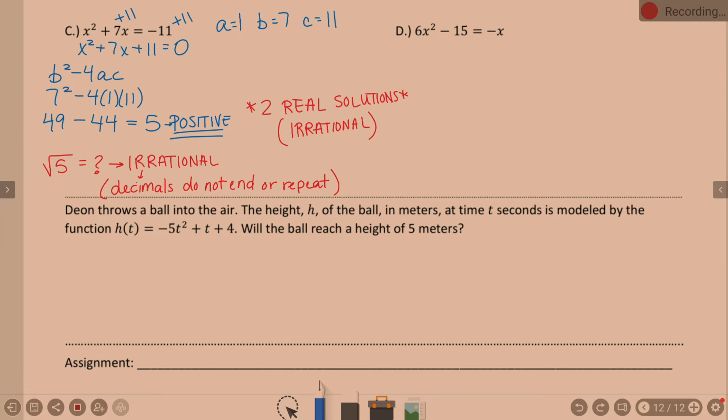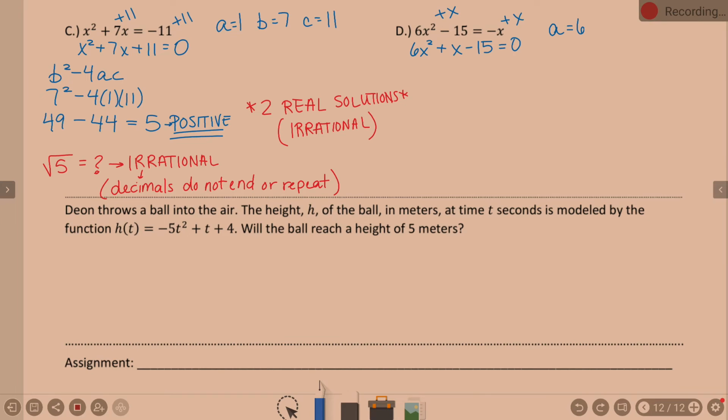6x squared minus 15 minus x. What's the value of the discriminant? In order to find the value of the discriminant, did you make your equation equal to 0? When I rewrite this, what's the catch? Where's that x need to go? In the middle. So 6x squared plus x minus 15 equals 0 is going to give you your best chance of getting your correct ABCs.